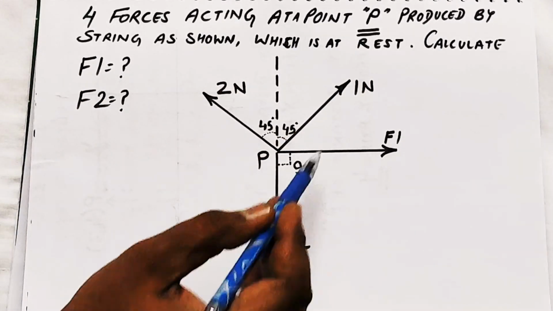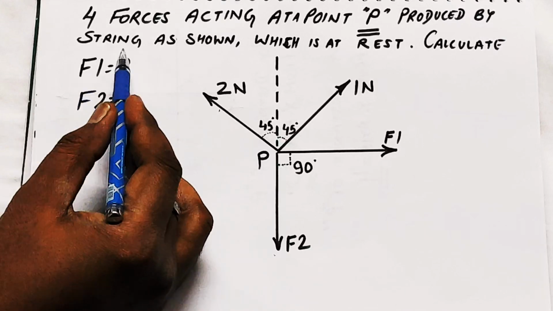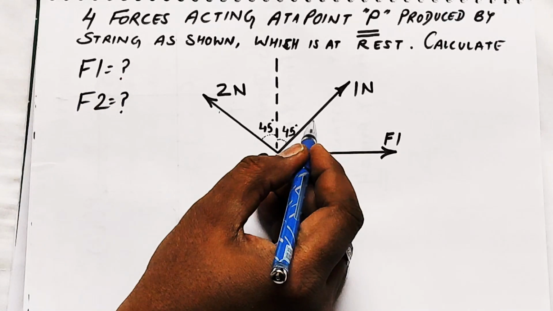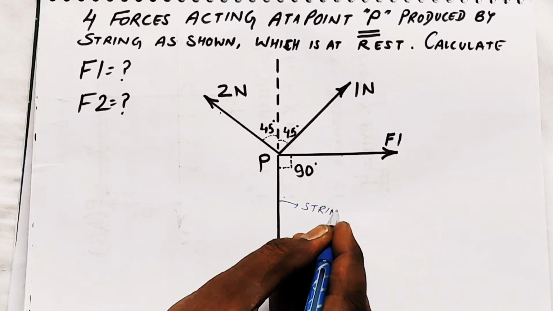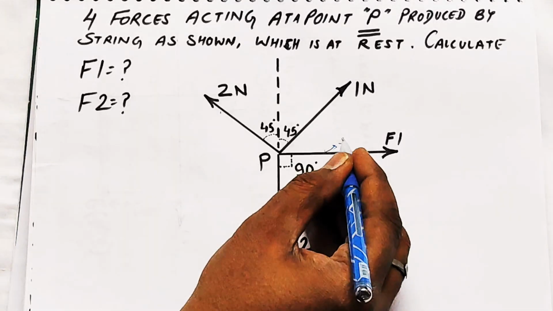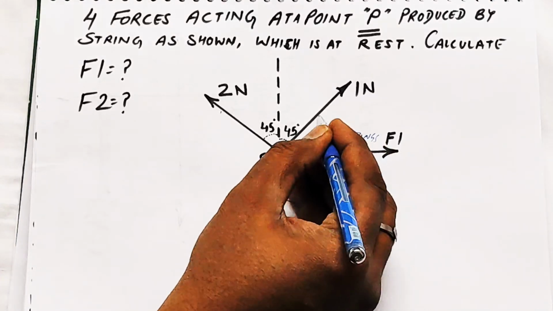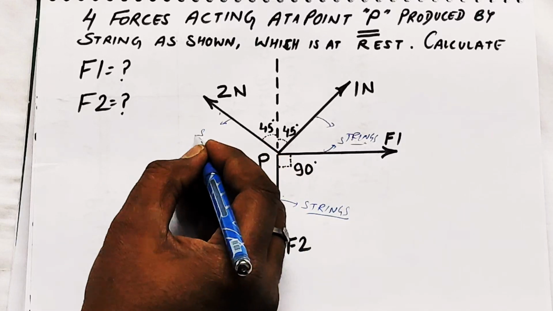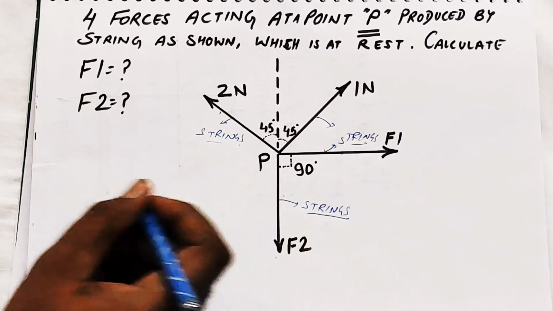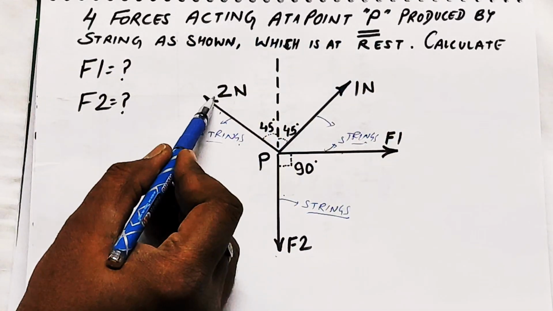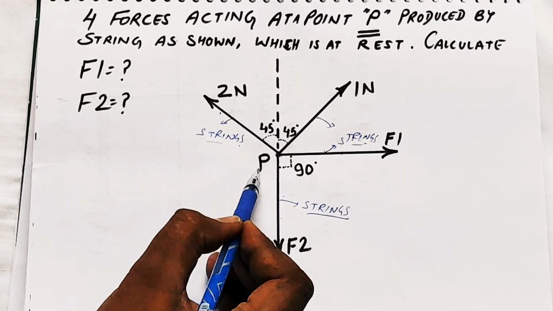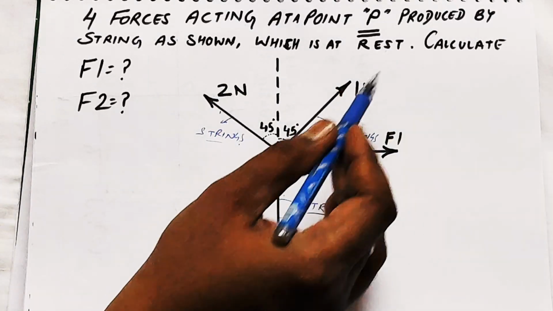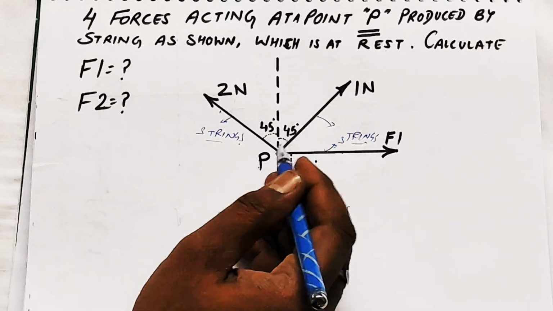Today we will solve one question of vectors where four forces act at a point P, produced by strings as shown. All these four are strings, and they are at rest. We need to find the value of F1 and F2. The value of these forces is unknown to us. F1 and F2 are variables, and the rest of the components, 1 Newton and 2 Newton, are given to us.